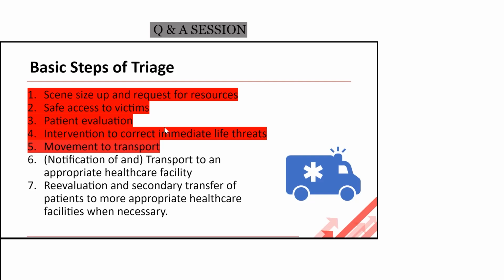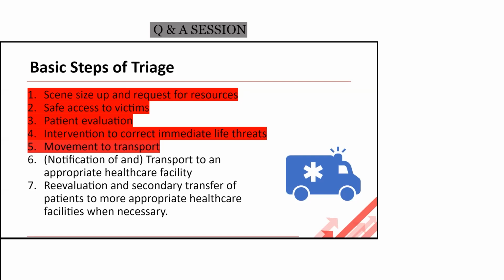All right, thank you. So just to summarize in terms of what are the basic steps of triage, Prehospital Mass Casualty Triage essentially: size up and request for resources, safe access to the victims, patient evaluation, intervention to correct immediate life threats, as we've discussed, movement to transport, okay? Getting the patient to the appropriate transport and transporting the patient to the most appropriate hospital. Those are the basic steps of triage.